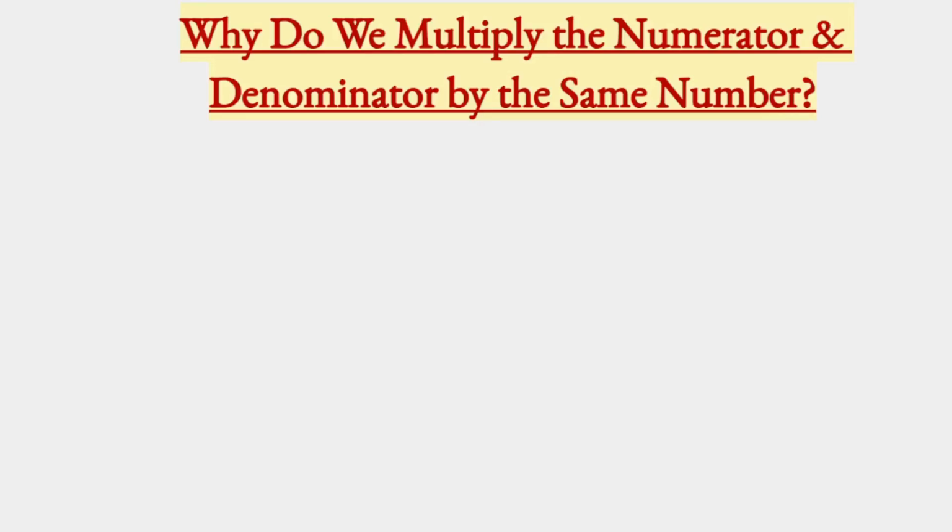While adding or subtracting unlike fractions, when we try to make the denominator the same, we multiply the numerator and denominator by the same number, right? Today, let's understand the why behind this process.